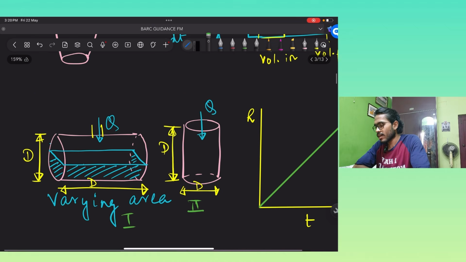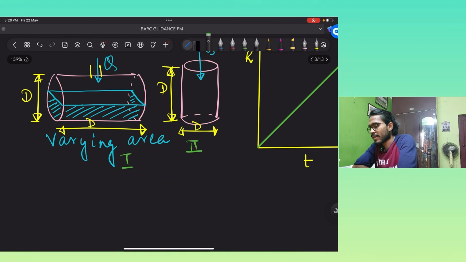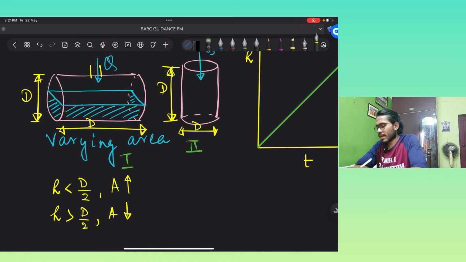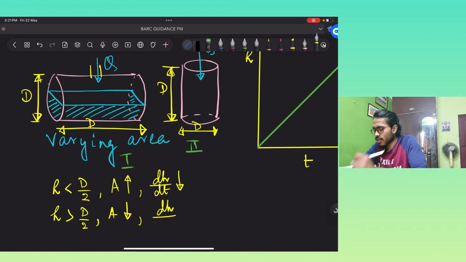So you understood here, if I write mathematically, then for h less than d by 2, area is increasing. For h greater than d by 2, area is decreasing. That means here the slope will decrease and here the area is decreasing, so here the slope will increase. Understood? And in between, what will be the slope?